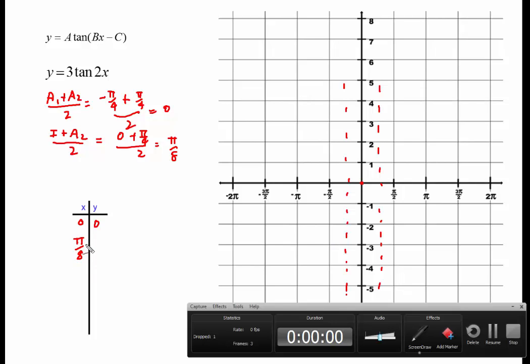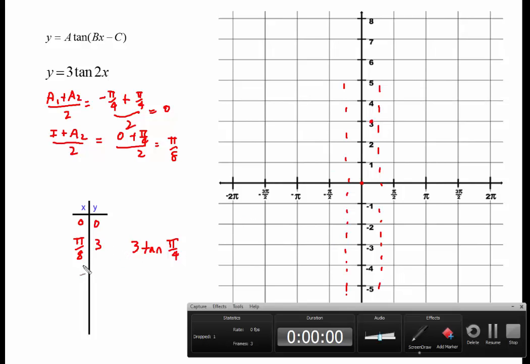So check this out. When we put pi over 8 in here in the problem, we're going to get 3 times the tangent of 2 times pi over 8, which is a very friendly pi over 4. Remember, I said these are nice tangent and cotangent values, pi over 4, because you got the square root of 2 over 2 for x and the square root of 2 over 2 for y. That's 1 times 3, you get 3. And also this amplitude here just stretches this graph out. So at pi over 8, we're going to get 3 up here.